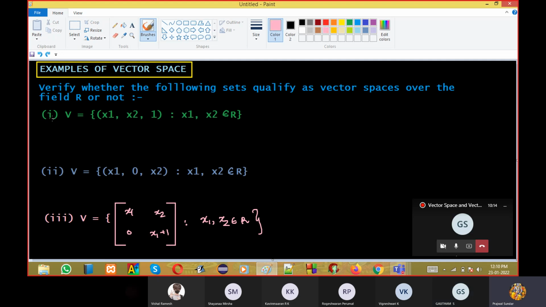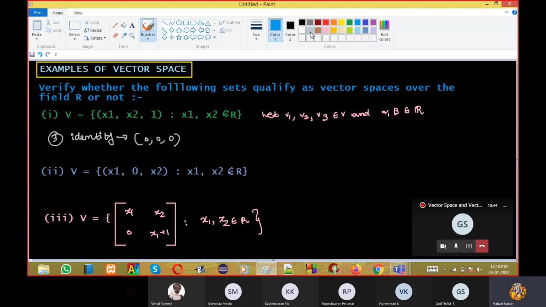So as Gautam said, whenever you want to verify whether a set is a vector space over a given field or not, you will assume 3 vectors. Let v1, v2, v3 belong to the vector space and alpha, beta belong to the field. Field is real numbers here. Now the third condition is identity element. What is the identity vector for this? We'll have identity vector (0, 0, 0).